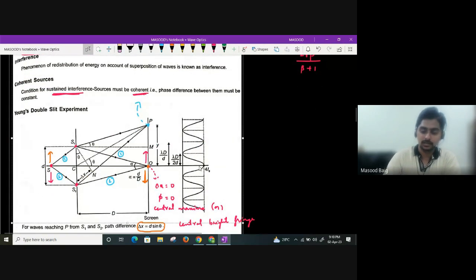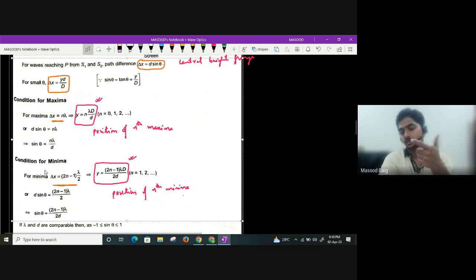Okay. So what are the things as of now you need to know? First is the position of bright fringes. What are the positions of bright fringes? n lambda capital D by small d. Then I need to know the position of dark fringes. What is it? (2n minus 1) lambda capital D by 2d. Capital D is the distance between the screen and the slits, guys. This is your capital D, as you can see. Small d is the distance between the slits, guys. So those two formulas are very important again.